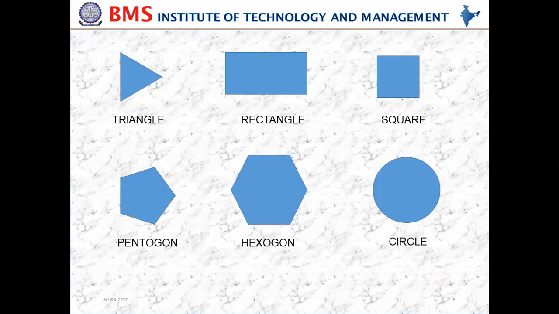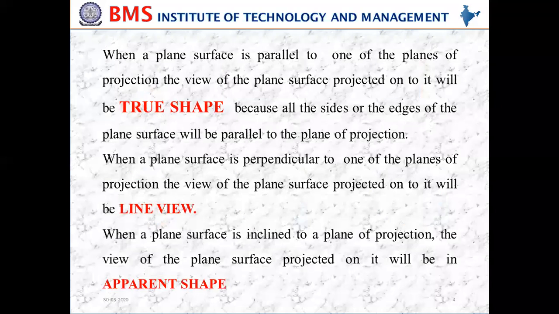Okay. So next, all the projections of planes are drawn in the first quadrant, keeping the object in the first quadrant. When the object is placed in the first quadrant, the front view is always obtained on the vertical plane. The top view will be obtained on the horizontal plane. So when a plane surface is parallel to one of the planes of projection, the view of the plane surface projected onto it will be the true shape.